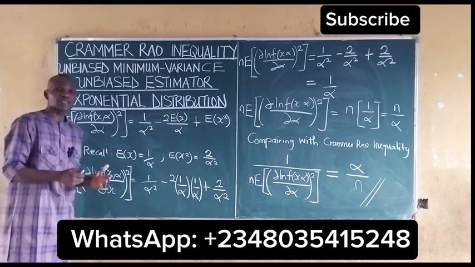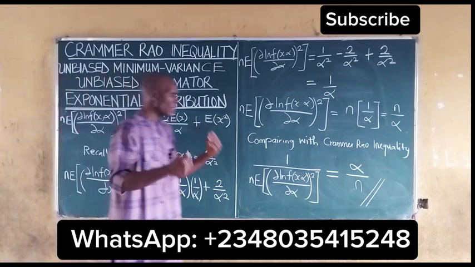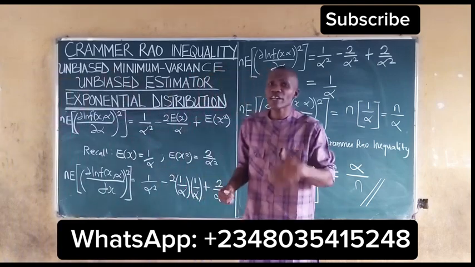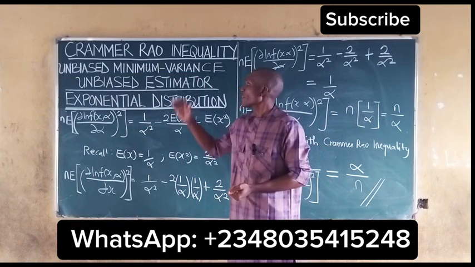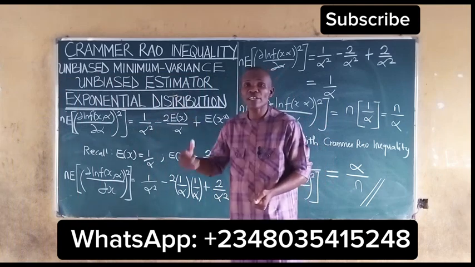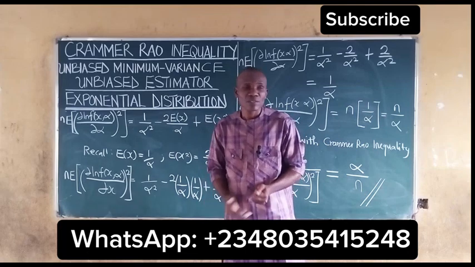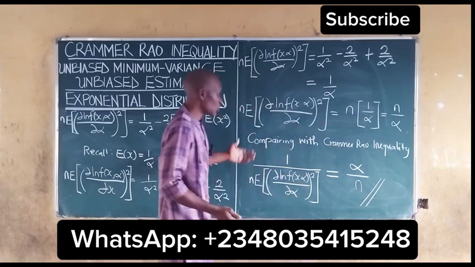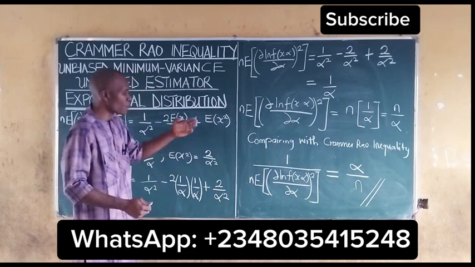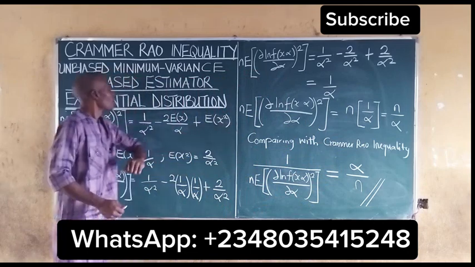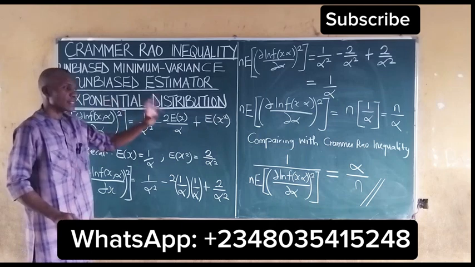So this is how we can simply obtain the minimum variance unbiased estimator for the Cramer-Rao inequality of an exponential distribution. If we follow these processes, it will be very easy for us to compute the minimum variance unbiased estimator.